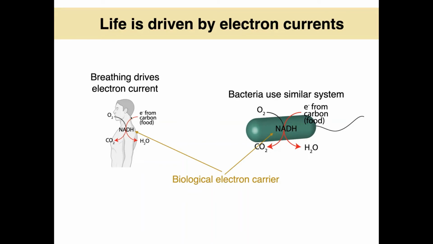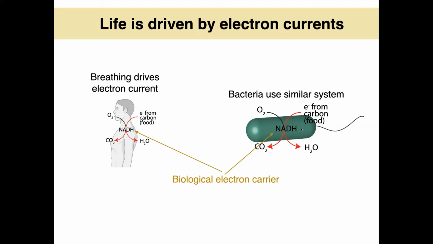So at the fundamental level, a lot of life arises just from a current of electrons. It's very similar to our electronic devices. There's a current of electrons, and that current will then power everything inside your electronic device. Inside living organisms, you have electron donors. We get them from carbon, from food. And then those electrons have to go somewhere. We put them on oxygen to produce CO2. Bacteria use a very similar system. They take electrons from carbon sources and put them on oxygen to produce CO2.